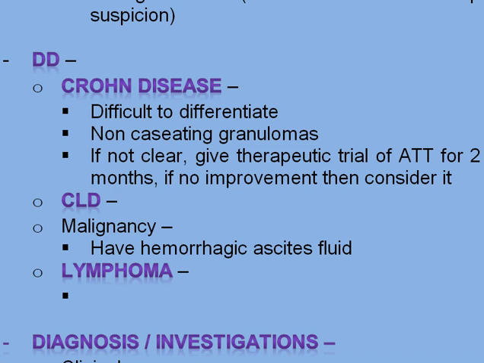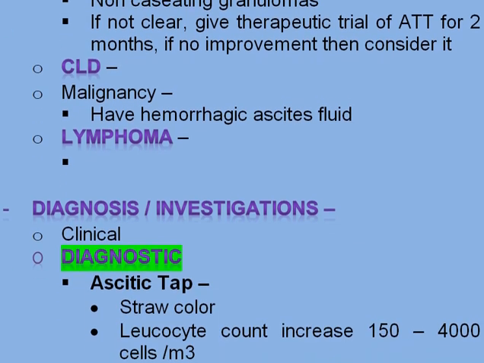So CLD is common, then malignancy like pancreatic malignancy, ovarian malignancy. They can have hemorrhagic ascitic fluid. Lymphoma can also. Then the diagnosis and investigations.